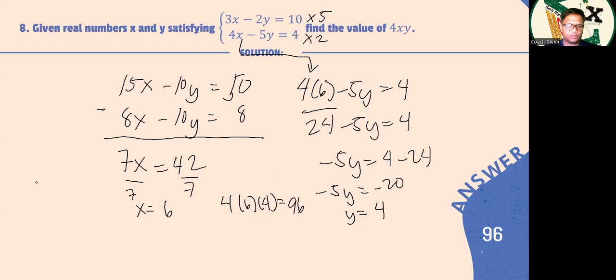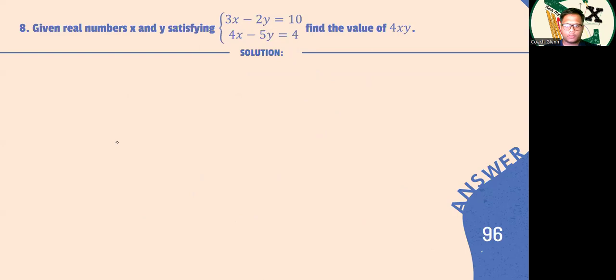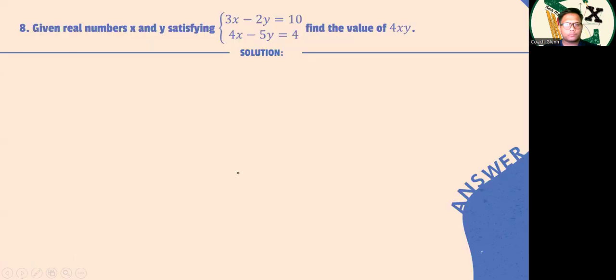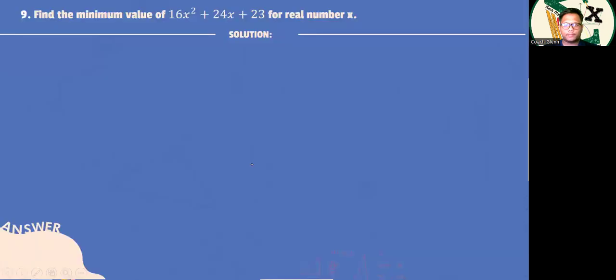Okay, I think there are no more questions. So let's go back to 7 first because someone's asking for the answer. For 7, the answer is 27. Okay, let's go to number 9.